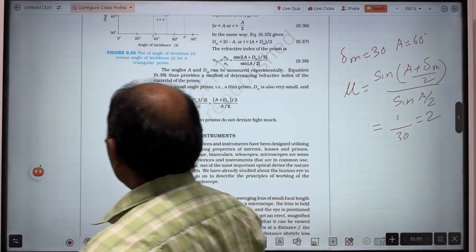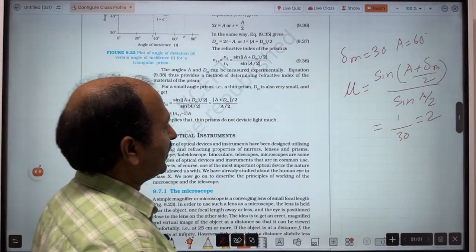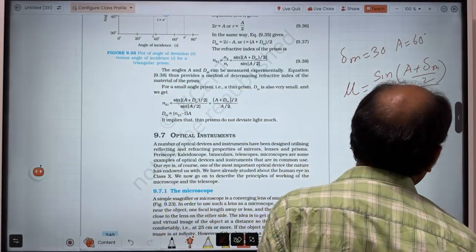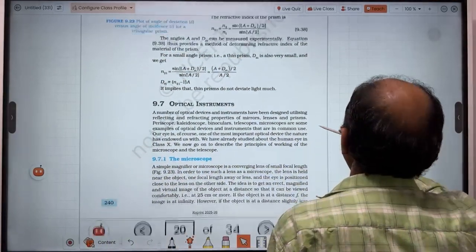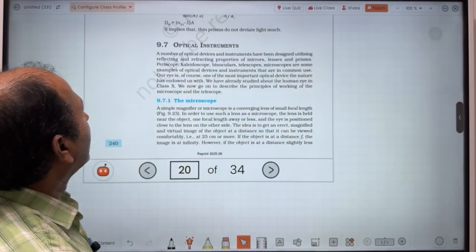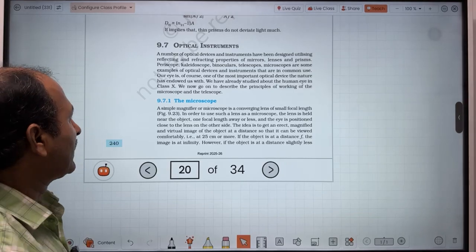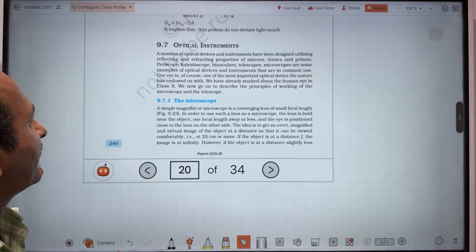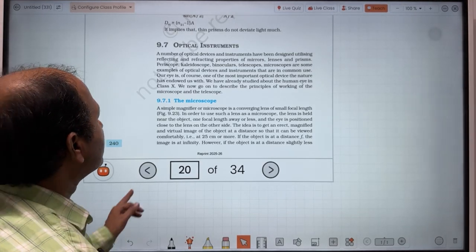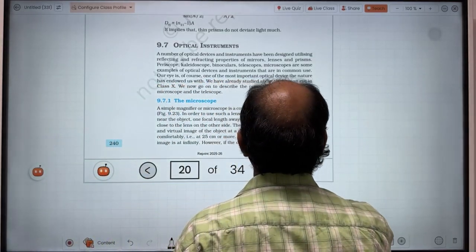Now we are going to see some optical instruments, like the microscope, simple microscope, compound microscope, telescope, etc. We will observe them one by one. So a simple microscope means just a magnifying glass.